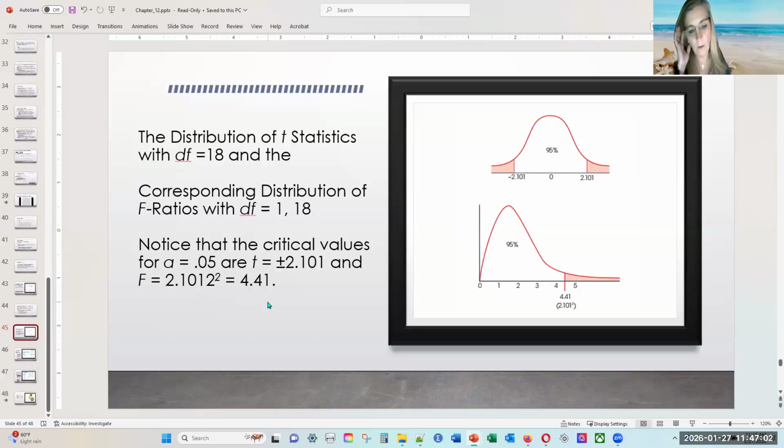And like we mentioned earlier, the distributions for T tests and F tests look different. You can see the T distribution is symmetrical, and the F distribution is not. The critical values for F are actually the critical values for T squared.